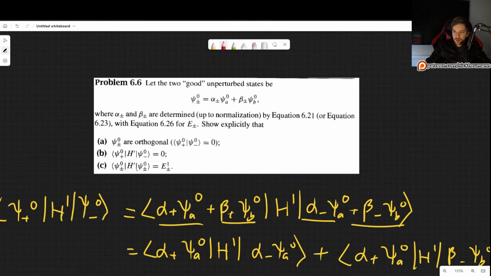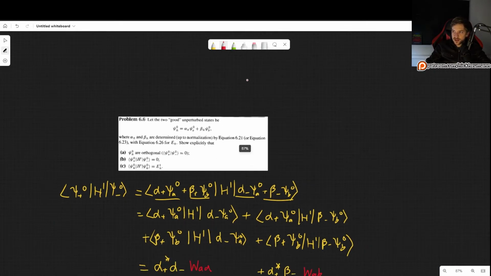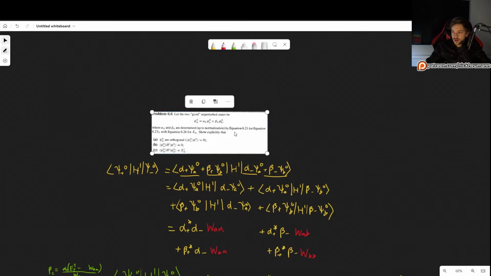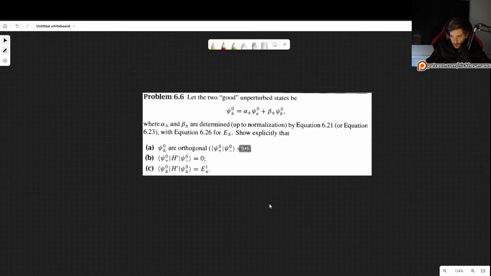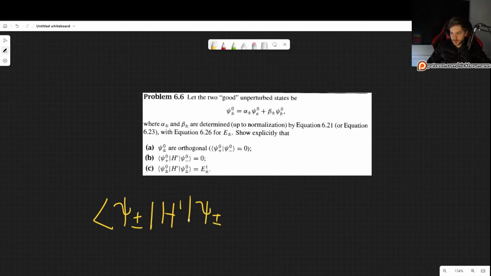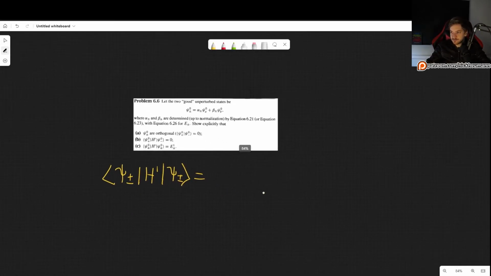Now let's go for part C. So in part C, once again, we need to just prove something. So let's go to the side and do the same procedure basically, right? Just plug everything in. So this time we will be working with psi plus minus instead of just psi plus. This time we have the same levels. Before we had plus and minus, now we have either plus plus or minus minus. But the procedure will be the same. So let's plug everything in.